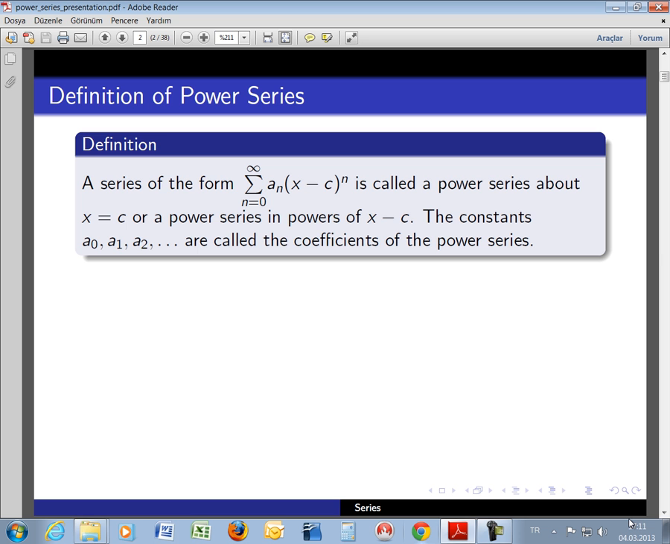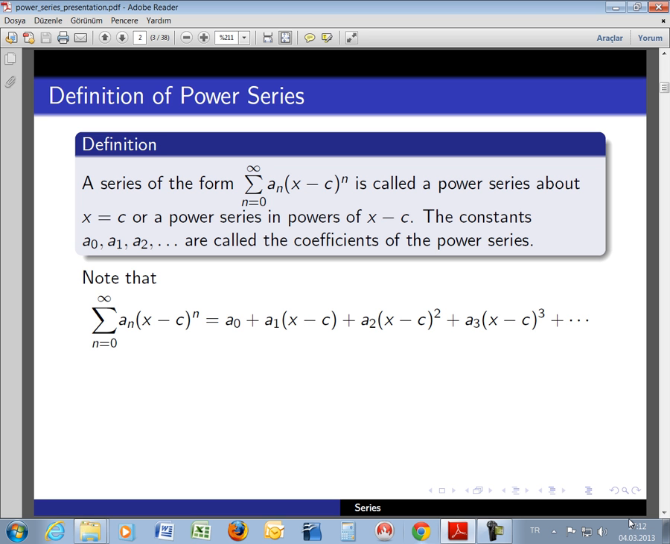A power series, if you note here, is a series not with constant terms, but it also includes a variable term x. That's why this is not the same as the series that we discussed up to now, and we say that a power series is a series of the form sigma from 0 to infinity a_n times (x minus c) to the power n, where this series is called a power series about the point x equal to c, or a power series in powers of x minus c.